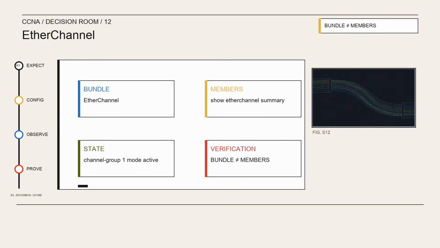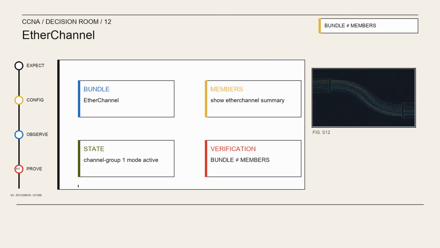For EtherChannel, physical similarity is not enough. Member interfaces need consistent logical settings: access or trunk mode, allowed VLANs, native VLAN, and negotiation. With LACP, channel-group 1 mode active is a standard example. But the point is to verify the bundle with show etherchannel summary and show interfaces port-channel 1.